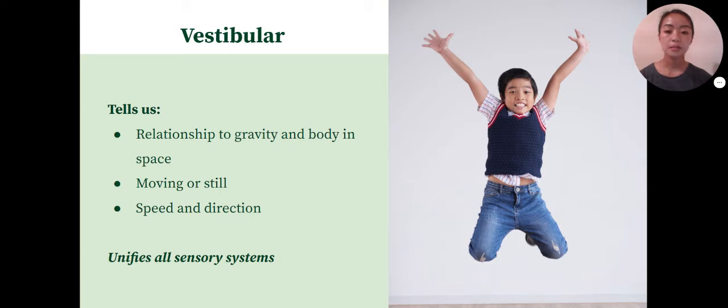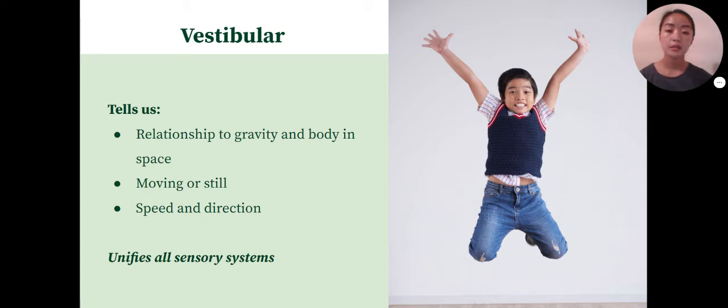The first big system is the vestibular system. This is the foundational, unifying system for all the others. The sensations are processed in reference to vestibular information. The vestibular system is located in the inner ear and tells us about our relationship to gravity and our body in space. It tells us whether we're moving or still, or whether objects are moving or still in relation to our body. It also tells us about our speed, acceleration and deceleration, and the direction we're moving.